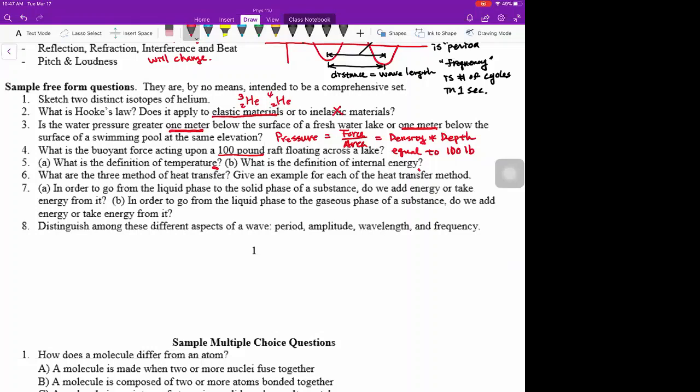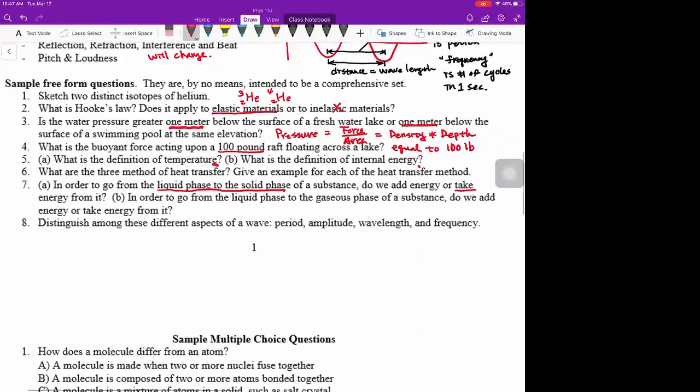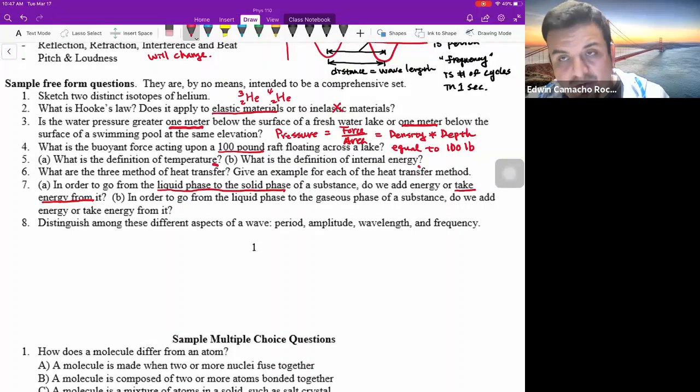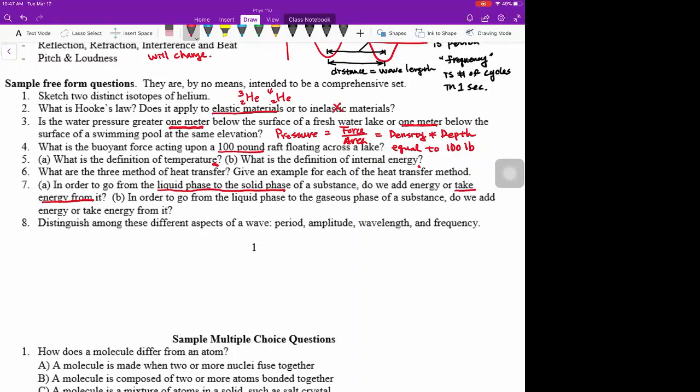Number 7 is talking about the change of phase. So liquid to solid: are you going to add energy, or are you going to take energy away? You can think about liquid like water, solid like ice. When you want to make water into ice, you need to take away the energy. So you're going to take energy from it. Okay, so that's the answer for this one. You need to take energy away.